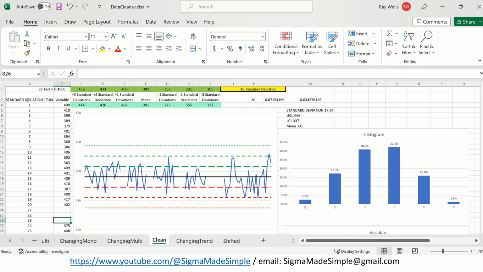Notice the normality test now is a 0.49. And the standard deviation is now 18, which means we've got a much better chance at detecting something statistically significant. Our mean is now 391. See how it shifted? It moved up.